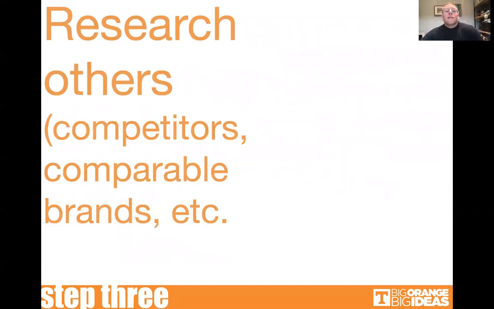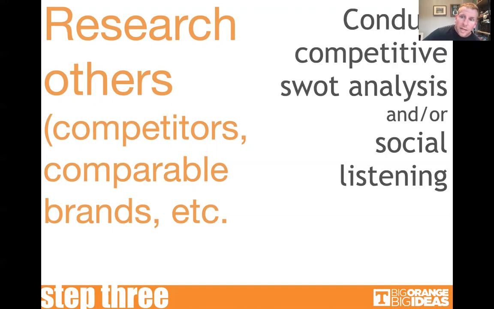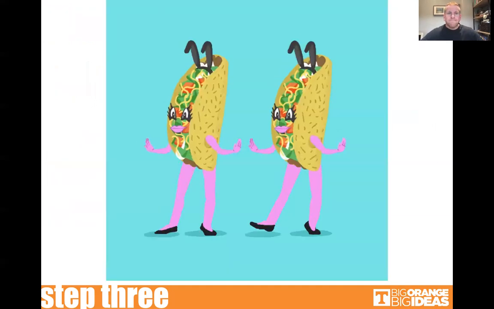Step three, figure out what others are doing, either peer brands or aspirational brands that you want to be like. And you can conduct a competitive SWOT analysis. I'm sure you've done that in other classes, and use social listening to figure out what others are doing. Because if they're doing stuff that works, you could maybe adapt some of that. And if they're doing something that isn't working, then you want to steer clear.